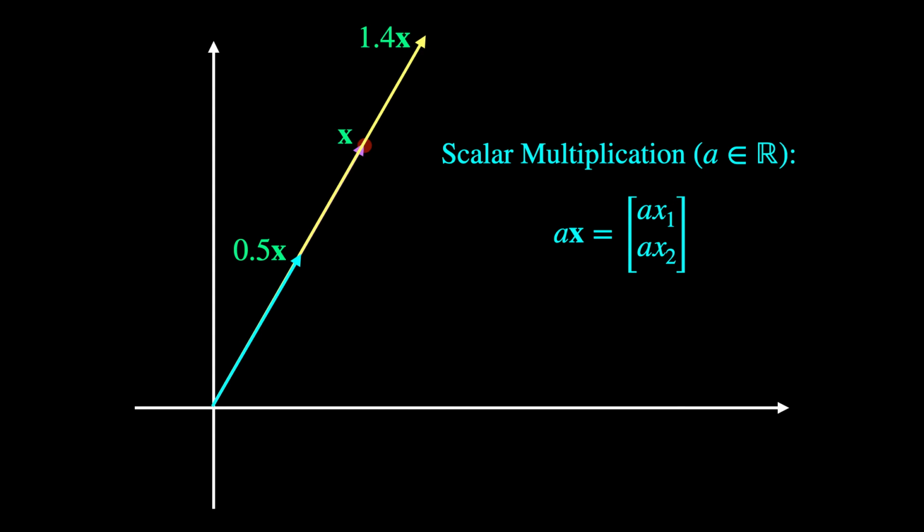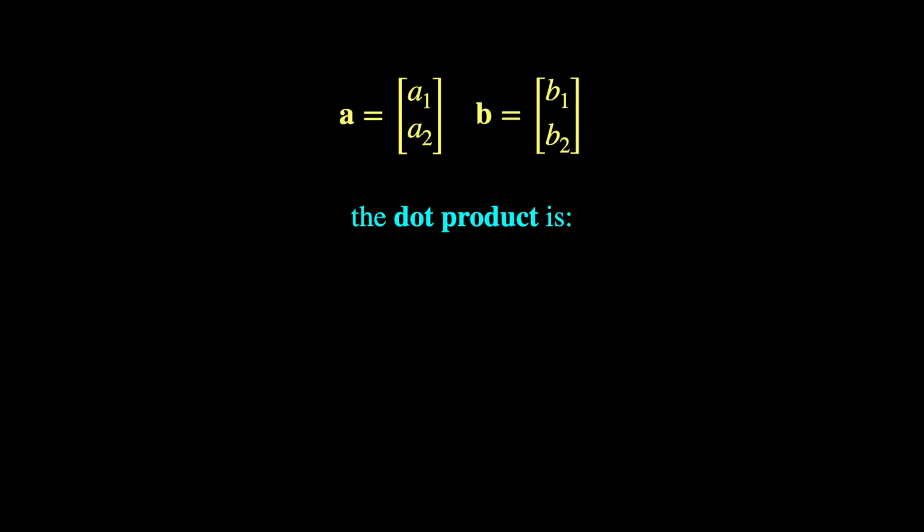The next concept we'll need is the dot product, which we'll introduce just by showing how it's calculated. Given two vectors a and b, the dot product of a and b, which we'll write as a dot b, is found by taking the product of the first entries of a and b together, and then adding this to the product of the second entries of a and b.